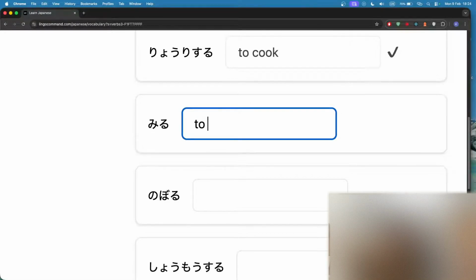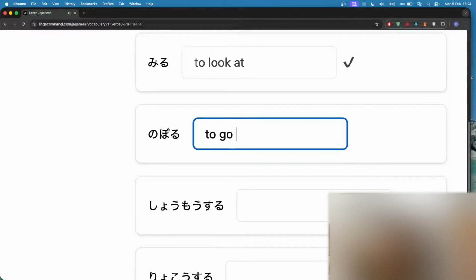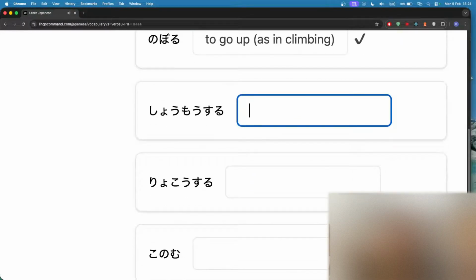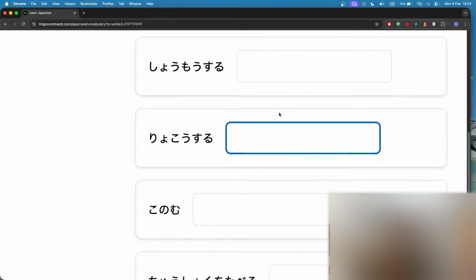So here, miru is to look at. Noboru is to go up, as in climbing. And then this is shomo suru. What could that possibly mean? Shomo suru. We'll come back to that one. I'm not sure. Ryoko suru is to travel.